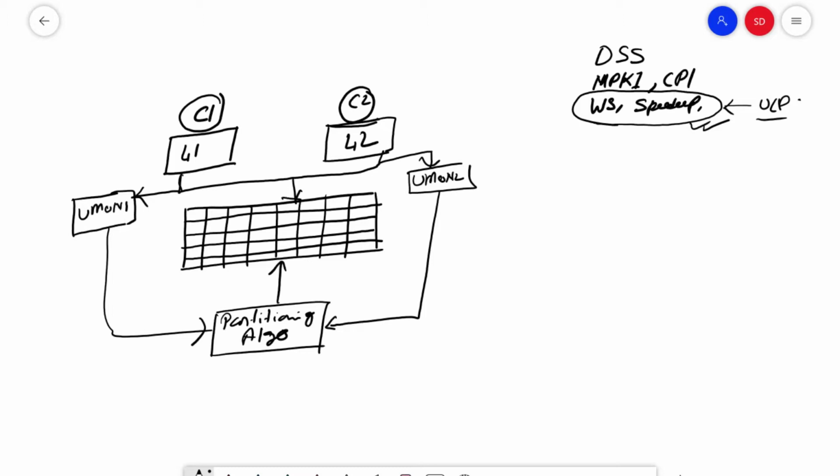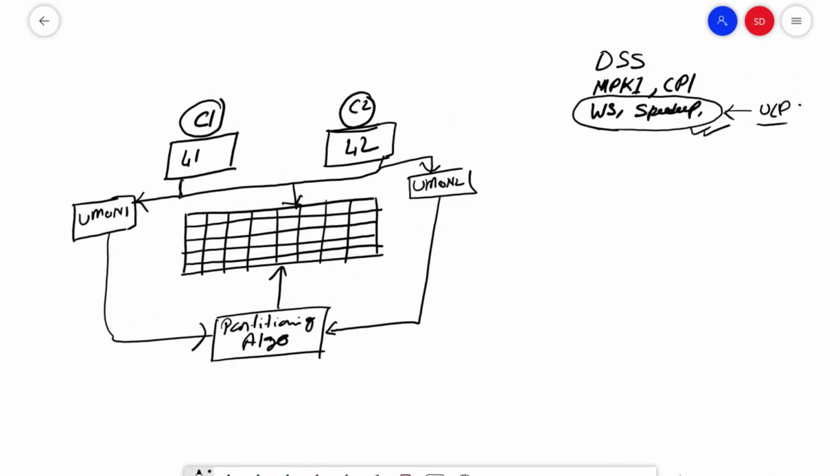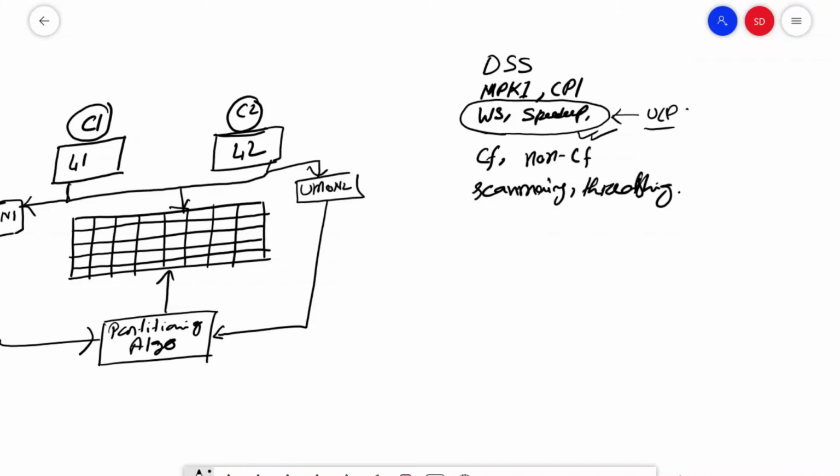Then some other concepts like application behavior: what is a cache friendly application, a non cache friendly application, what is called scanning, and thrashing. All these things are also important. I think I have used these terms multiple times in this course, so I hope it is clear to you.